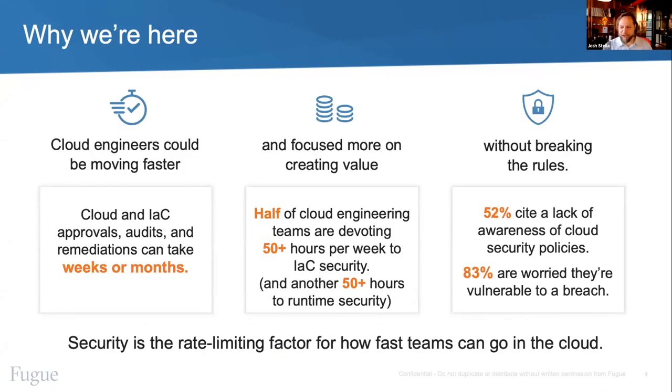Why are we here to talk about this? Cloud engineers could be moving faster and creating more value, but only if they're building stuff in the cloud that doesn't break security rules and doesn't cause vulnerabilities. So a lot of the focus today is going to be on how to combine those things, how to spend your time building new capabilities without making dangerous mistakes that put you in the news, where no one wants to be, for the wrong reasons. What this really means is that security is often the rate limiting factor for how fast teams can go in the cloud.